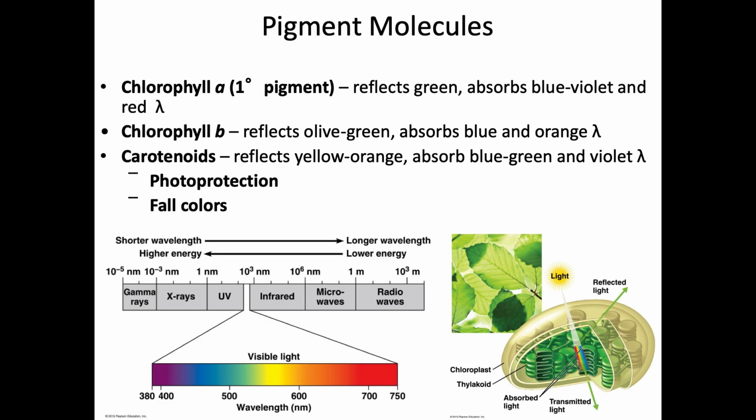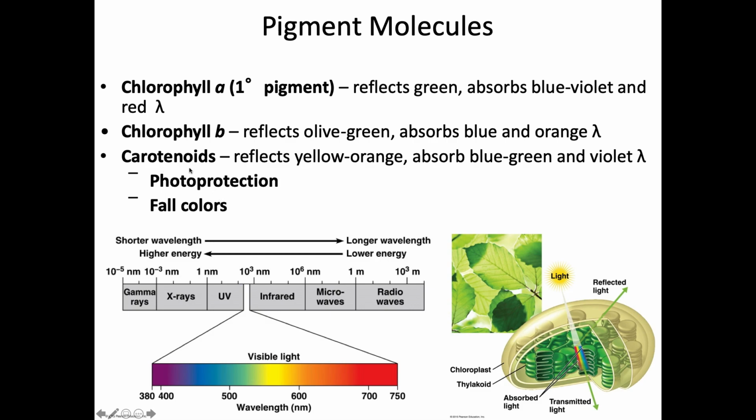But why do we have all these different pigments? Well, it's because we can have more of a spectrum of wavelengths to participate in photosynthesis so that we can get more energy for photosynthesis to occur. And then this is just the list of the colors that each pigment reflects and absorbs.